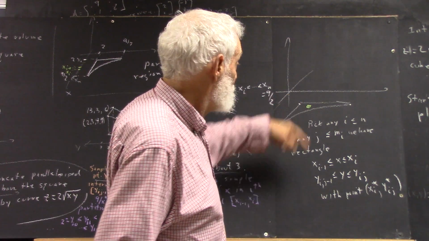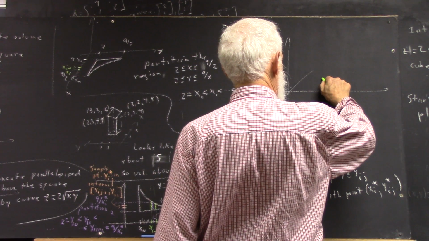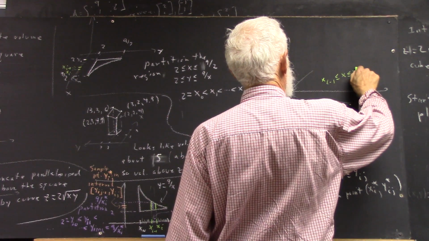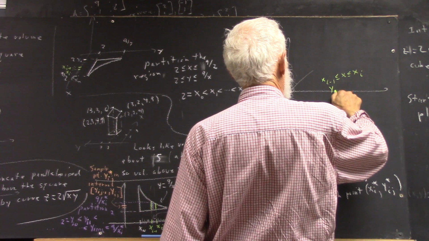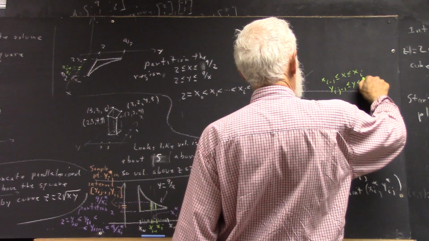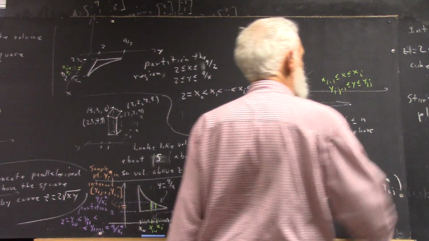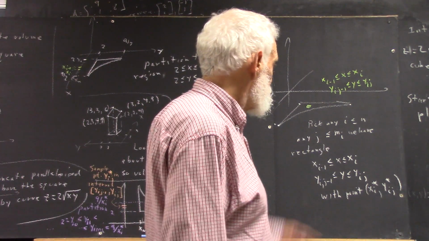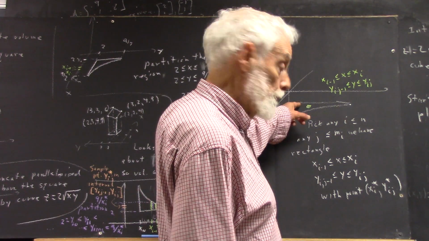Okay? So this again is x sub i minus 1 less than or equal to x less than or equal to x sub i, y i j minus 1 less than or equal to y less than or equal to y i j. Okay? Now, what's the area of that rectangle?